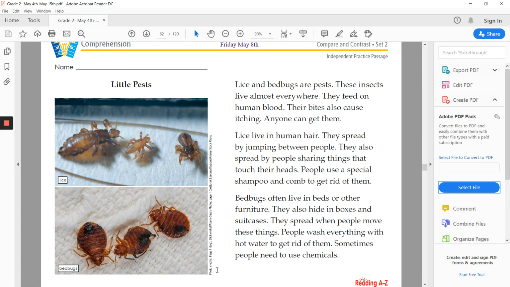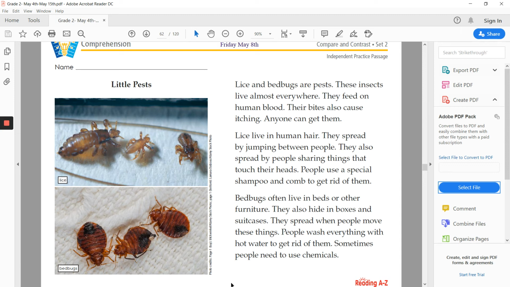We are going to learn ways that lice and bed bugs are similar when the author compares them, and ways that they're different when the author contrasts them. Listen closely for those signal words that tell us if it's a similarity or a difference.